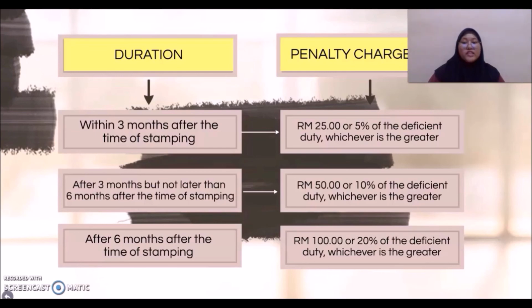If the duration is within 3 months, then the penalty charge will be 25 ringgit or 5% of the deficient duty, whichever is greater. If it is after 3 months but not later than 6 months, then the penalty will be 50 ringgit or 10% of the deficient duty, whichever is greater. And if it is after 6 months, then the penalty charge will be 100 ringgit or 20% of the deficient duty, whichever is greater.